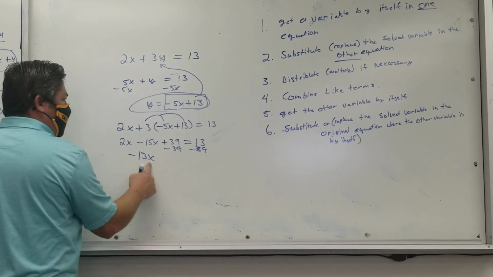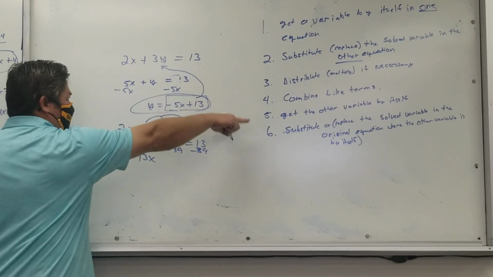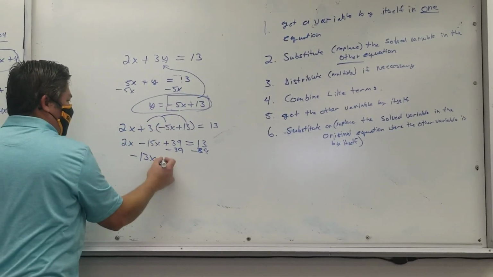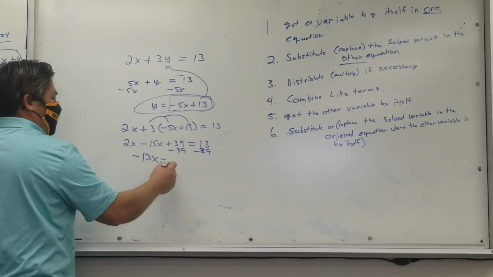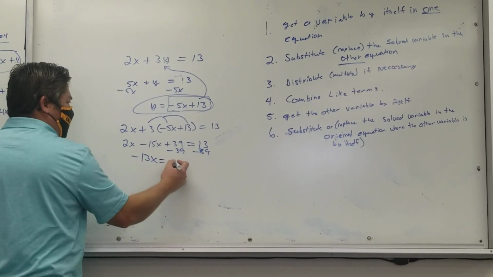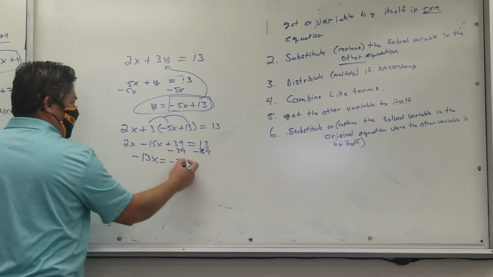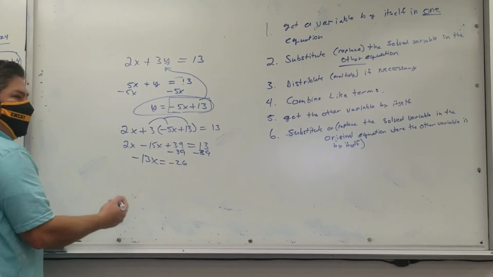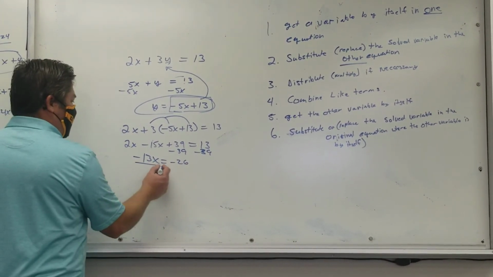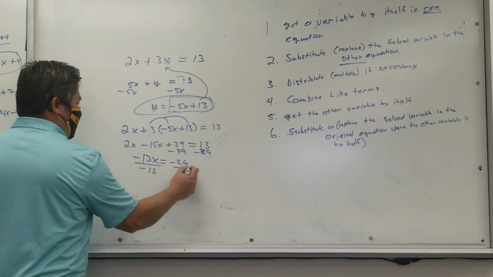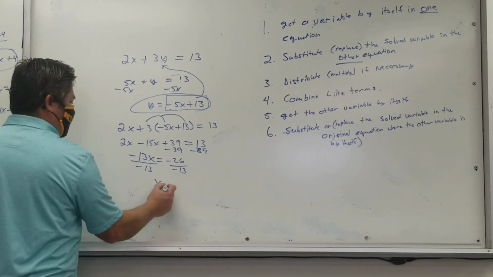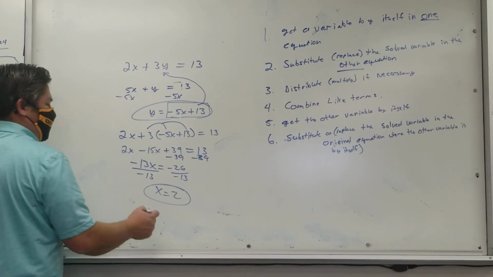I'm just doing this all in one step here because I'm trying to get the x by itself. Notice I'm doing it faster this time because you've seen it now. Negative 26. And now I'm going to divide by negative 13. And x is 2. Am I done?